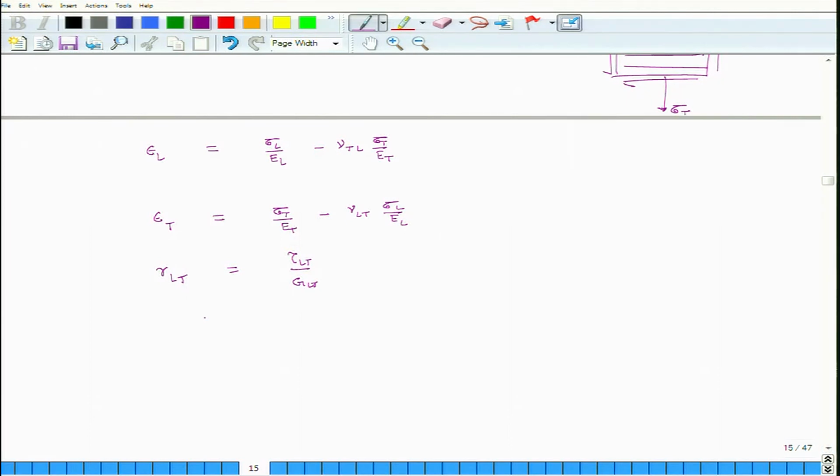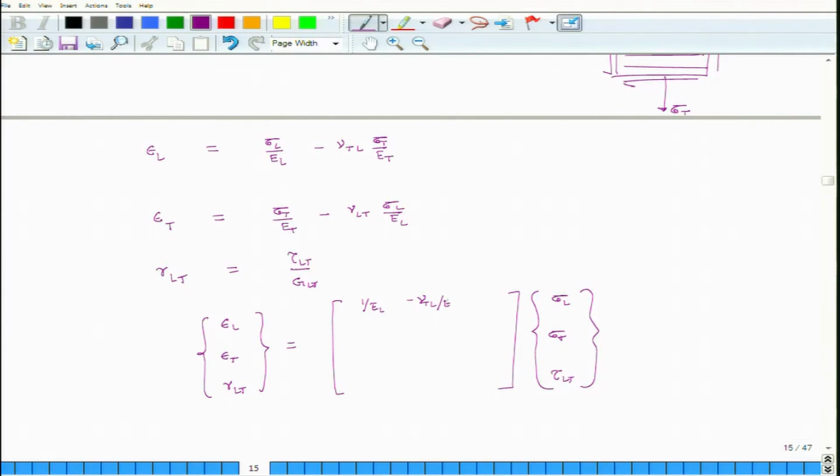So, we can write this also in a matrix form: epsilon L, epsilon T, gamma LT equals, so on this side I will have vectors sigma L, sigma T, tau LT, and here I have the matrix: 1 over EL, minus nu TL by ET, 0; minus nu LT by EL, 1 over ET, 0; 0, 0, 1 over GLT. So, this is the situation.